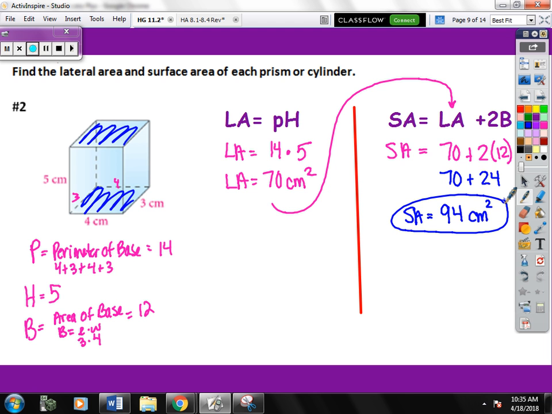Should be getting 70 square centimeters for a lateral area, 14 times 5, and we should be getting 94. Big thing to note, surface area always has to be bigger than lateral area because you're adding a top and a bottom, a base and a base. Okay, make sure you do follow order of operations here and multiply before you add, so you don't get 72 times 12. All right, our next one.